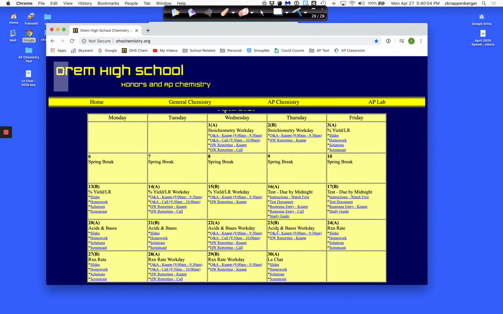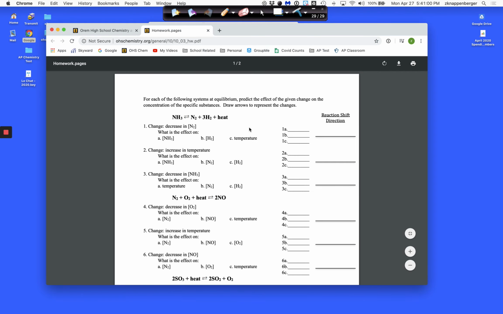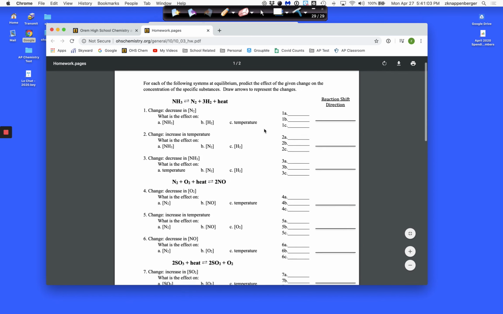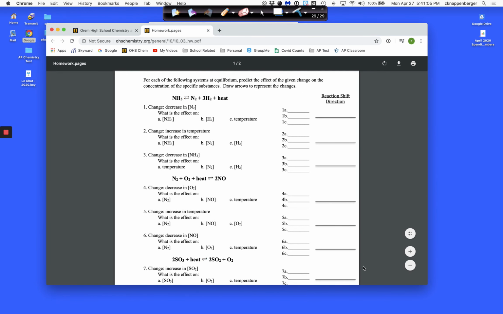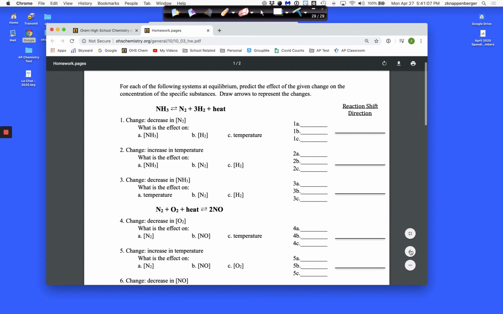So looking at the Le Chatelier's homework, we're going to grab a hold of the homework assignment here, and you'll notice that the first page gives us some equations, and we have the opportunity to think through this a little bit. So let me show you how to do this. So you'll notice that we've got this equation, NH3, and then N2, H2, and heat as products. And you'll notice that the first change that we have is we are going to decrease N2. So this is the way to think about this.